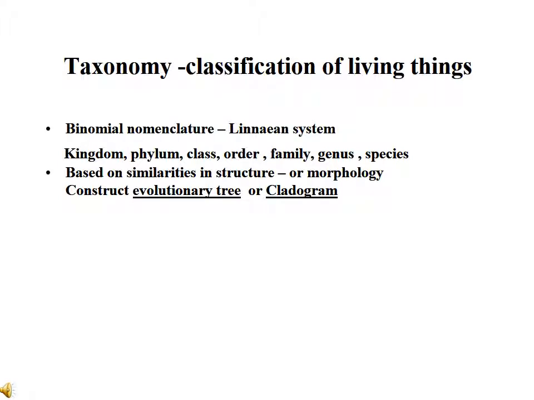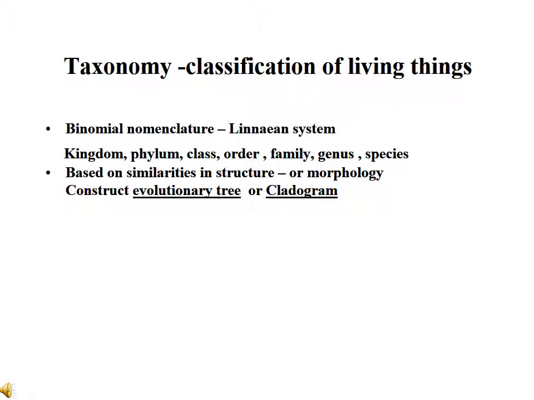So taxonomy is the classification of living things. Now, taxonomy goes back to the Linnaean system, which basically utilizes two names to describe a given organism: the genus and the species. For example, Homo sapiens describes humans. Homo refers to the genus. Sapiens refers to the species.